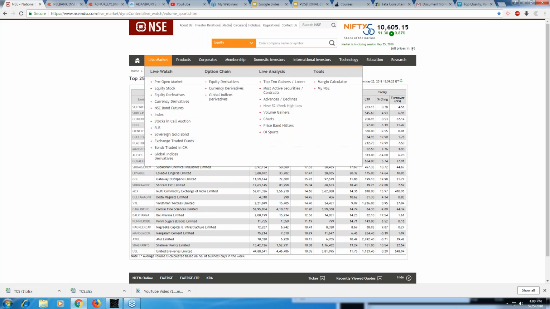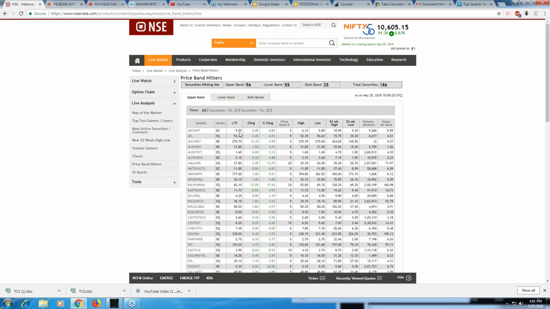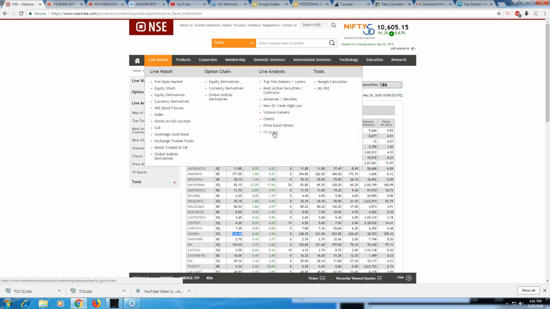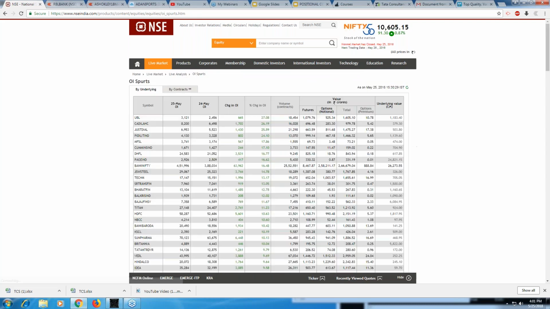Then you come to price band hitters, right, which have hit the upper bracket. So these are all small stocks, but for example, Dinora has hit the 1.93%. So you can see from here where the movements are happening. I prefer to use this particular place, which is called the OI spurts. Where is the open interest building up, right? You can see from here, 24th May, this was the price, and for UBL, this is the price today. Imagine how much movement has happened.